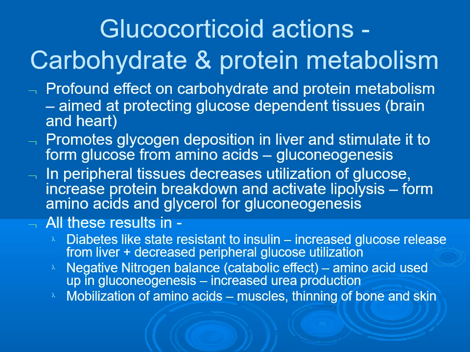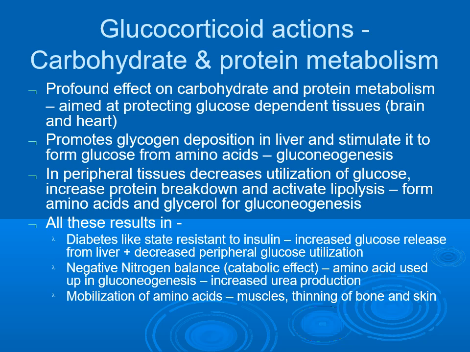Glucocorticoid actions on carbohydrate and protein metabolism. They have a profound effect on carbohydrate and protein metabolism, aimed at protecting glucose-dependent tissues like the brain and heart. They promote glycogen deposition in the liver and stimulate it to form glucose from amino acids, that is, gluconeogenesis.